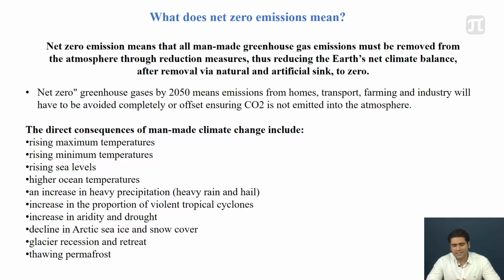So what is the disadvantage and drawback of producing carbon dioxide? As you can see in the slide, rising maximum temperature and rising minimum temperature, so it's a very, very important concern, and we should think about it. Or rising sea levels.